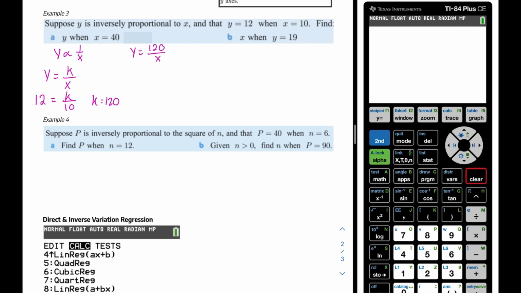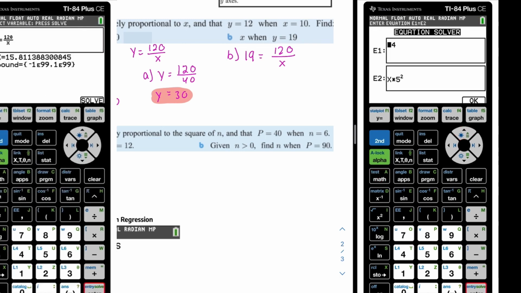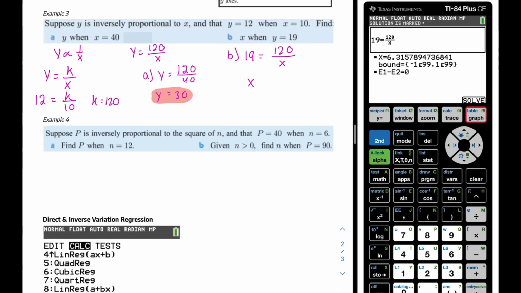And I'm going to be using this to answer part A and part B. Find y when x is equal to 40. So 120 divided by 40, we're going to get that y is equal to 30. For part B, find x when y is equal to 19. So we have 19 is equal to 120 divided by x. So we can go into numeric solve. And I get that x is equal to 6.32. Rounding this to 3 significant figures.